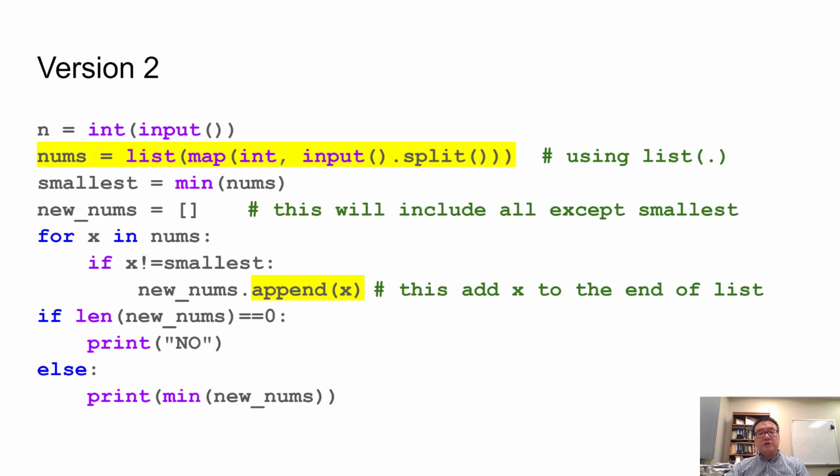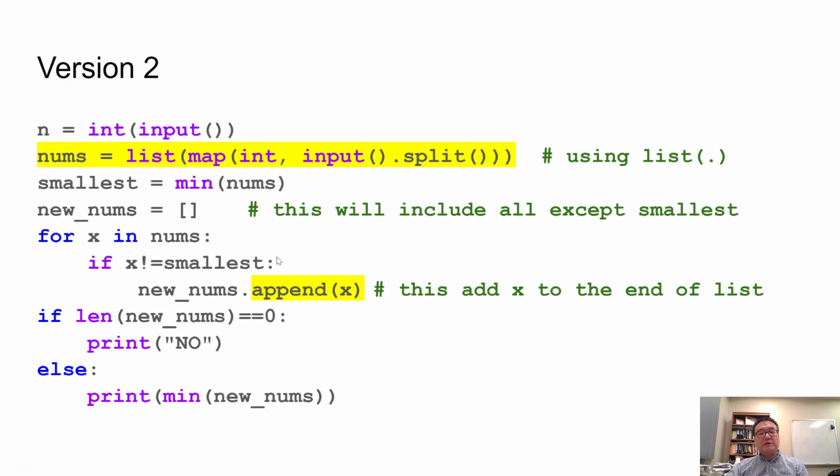A slightly shorter version is using built-in functions. We use a min function, and we also use an append function. The strategy of this code is we first compute the least element, the minimum of all the numbers. Then we will construct a new list. Here I call that new num. And this new list will include every number in the old list that is not the smallest.